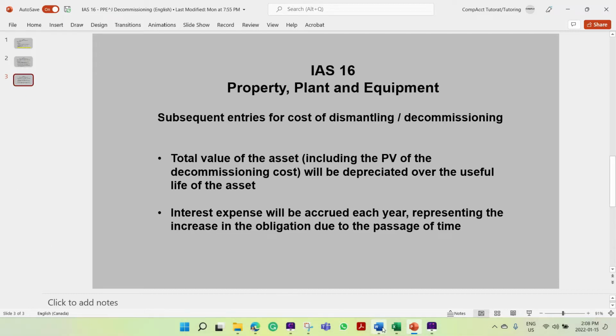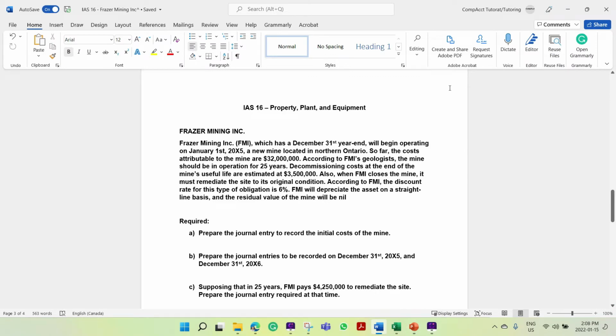So let's look at a quick problem here. For those that look at prior videos, you're going to remember Fraser Mining. So here it says that Fraser Mining will begin operating a new mine on January 1st, 20X5. It says that so far the costs attributable to the mine are $32 million. Okay. Then, according to FMI's geologist, the mine should be in operation for 25 years. Well, that gives us a useful life. The decommissioning costs at the end of the mine's useful life are estimated to be $3.5 million.